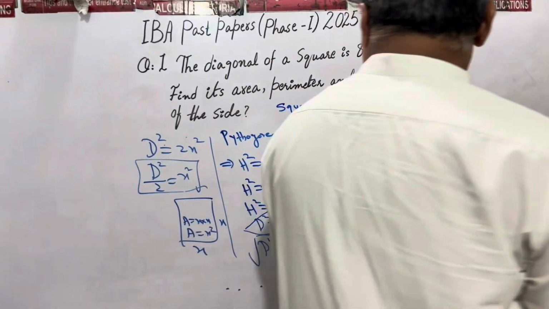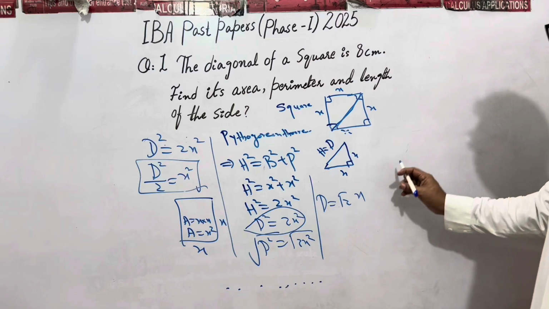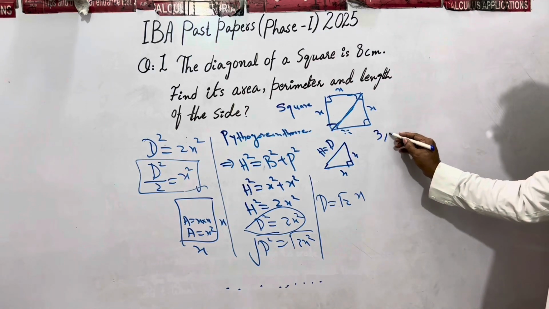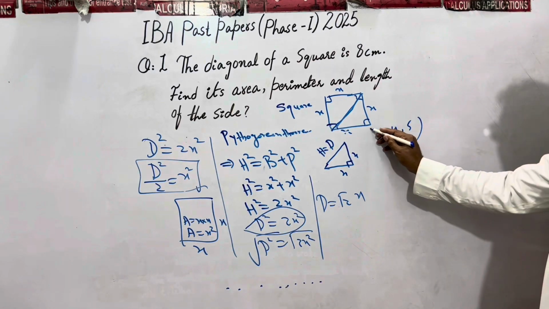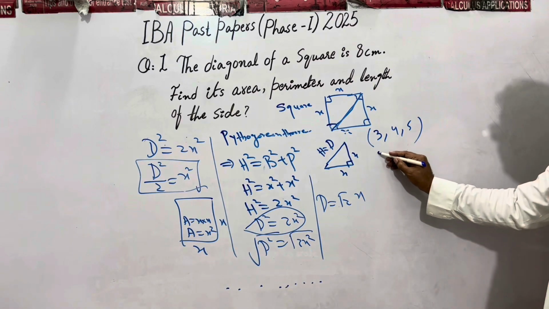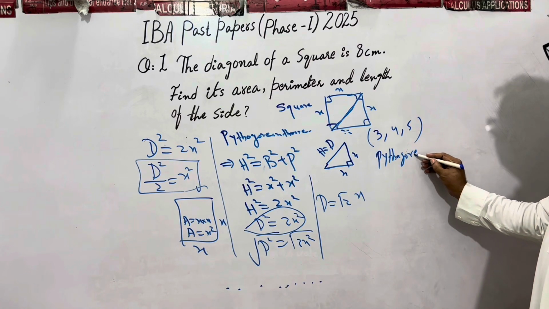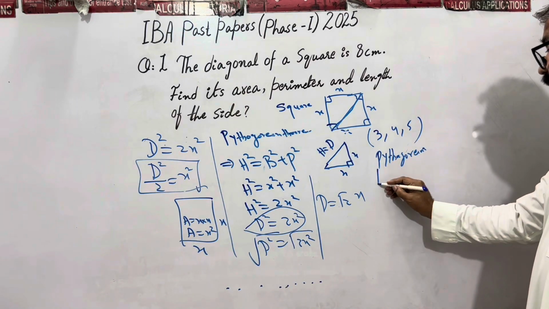Second, from the figure, to find the hypotenuse, it is opposite to 90. If you are given a bunch of numbers like 3, 4, 5 and you are asked to check whether or not they are a Pythagorean triplet.